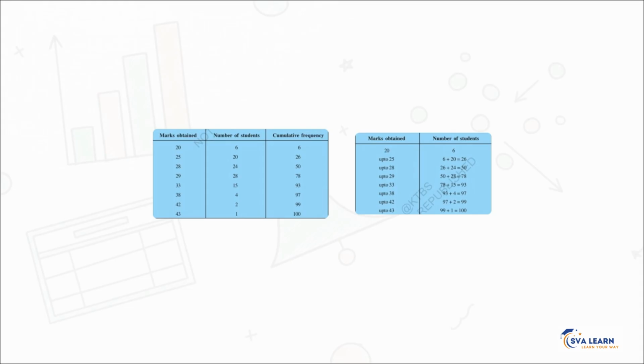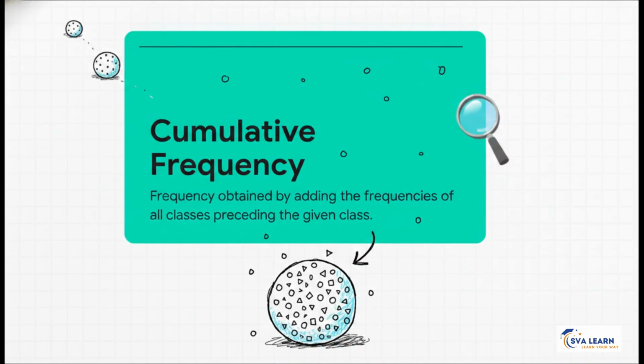This running total, that's your cumulative frequency. If we want the official textbook definition, cumulative frequency is exactly that, the frequency obtained by adding the frequencies of all the classes preceding the given class. But honestly, conceptually, just picture that snowball rolling down the table, getting larger and larger until it holds every single piece of data by the time it hits the bottom.